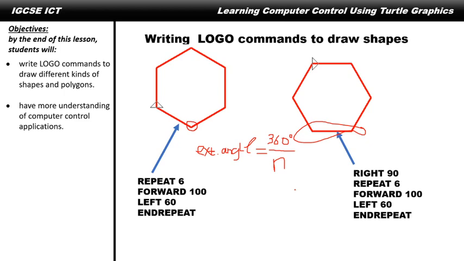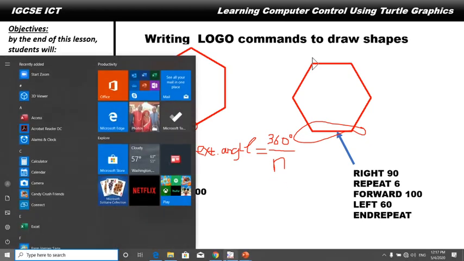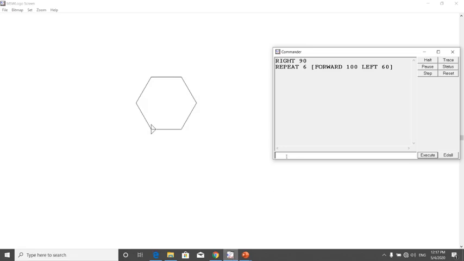For instance, if I want to draw a pentagon, a pentagon has 5 sides. So for a regular 5-sided pentagon, you have to divide 360 by 5. If you do 360 divided by 5, that will give you 72.